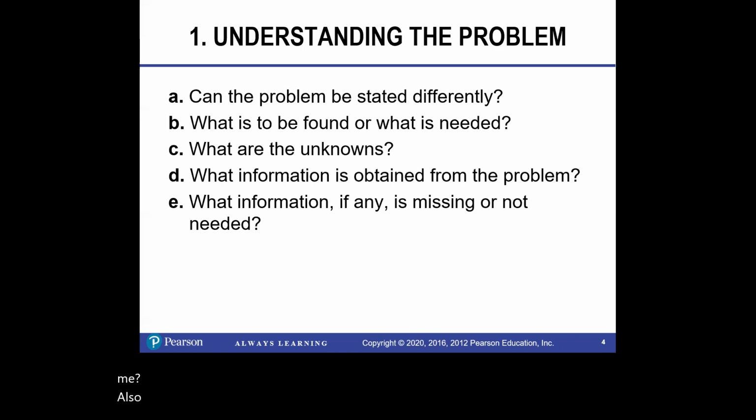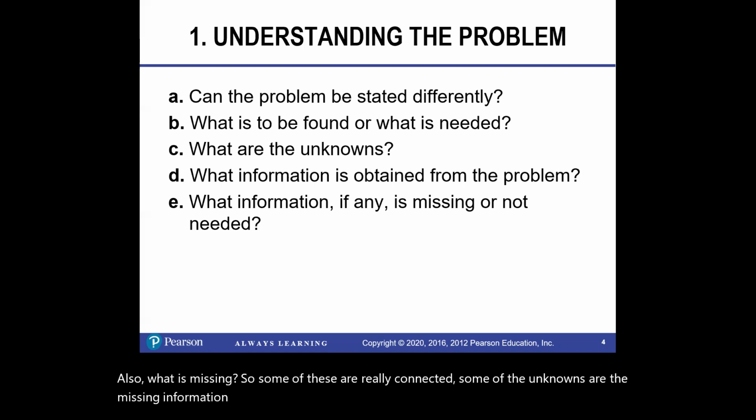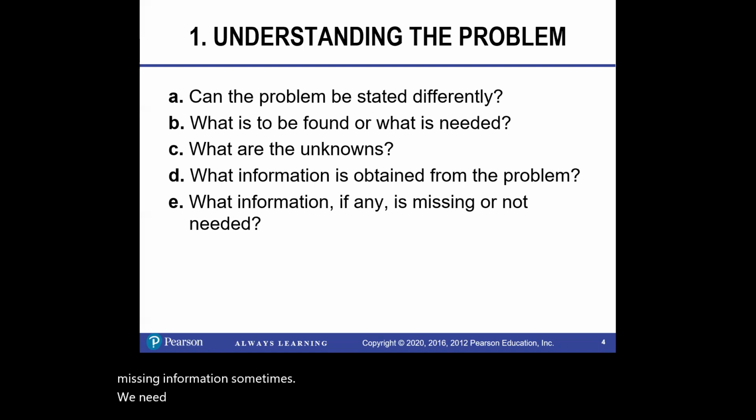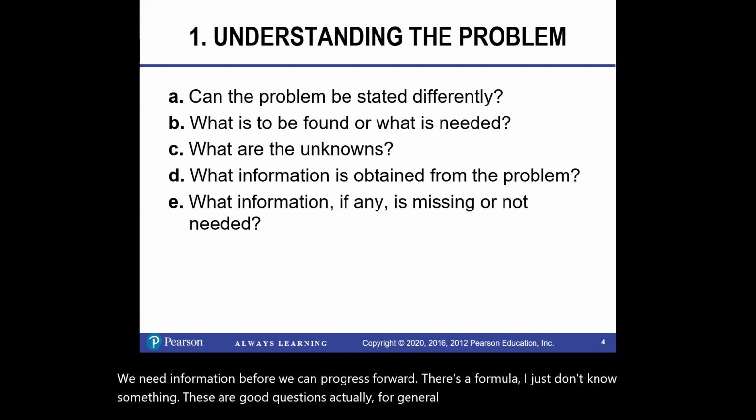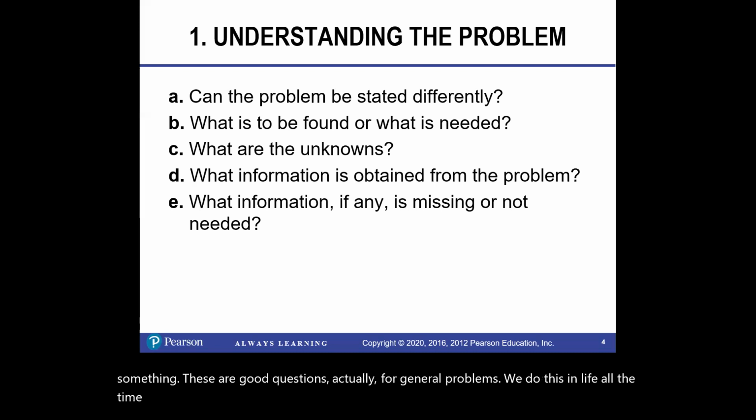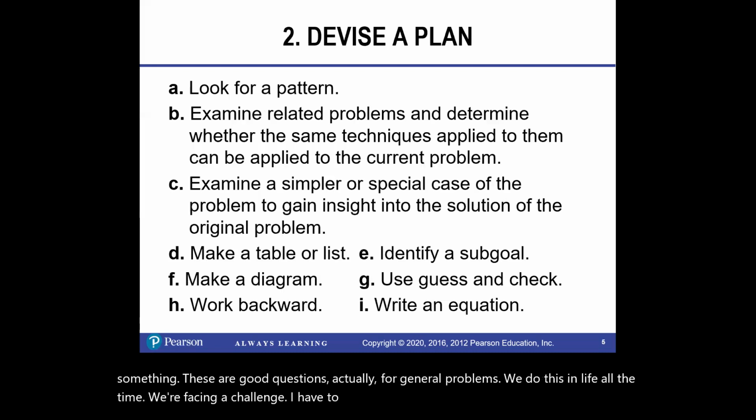Also, what is missing? So some of these are really connected. Some of the unknowns are the missing information. Sometimes we need information before we can progress forward. There's a formula, I just don't know something. These are good questions actually for general problems. We do this in life all the time. Like facing a challenge, I have to ask myself these questions.